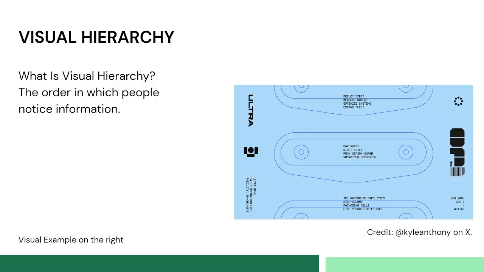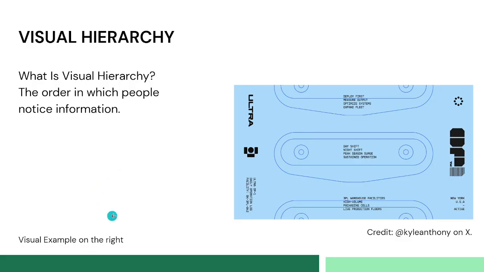Now, what is visual hierarchy? Just like the word hierarchy means order, and when we add visual to that, we can say visual hierarchy is the order in which people notice information, in the sense that the way you place some elements on your design will determine which one people will see first.